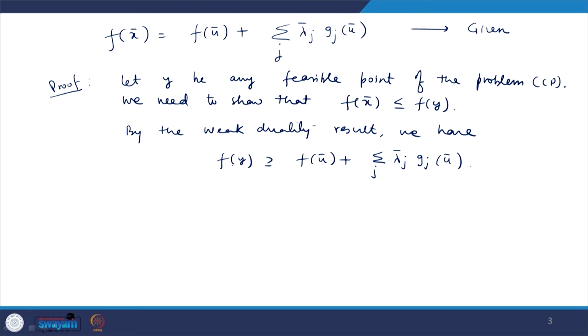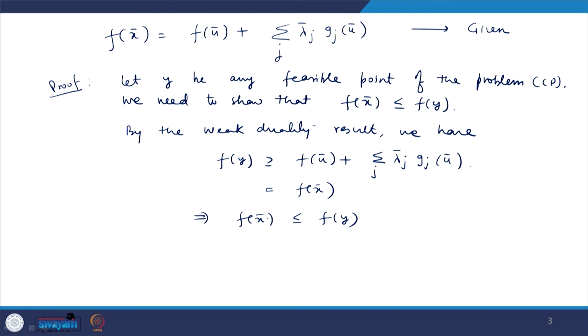Since y is any feasible point of the primal problem, and u bar lambda bar is also a feasible point of the problem D, then by the weak duality result this inequality will hold. Okay. And this quantity is nothing but equal to f x bar. So, this implies f x bar is always less than or equal to f y, and hence we can say that x bar is nothing but the optimal solution of the primal problem, because this value is always less than or equal to f y for any feasible y. So, that means x bar is the optimal solution of the primal problem.